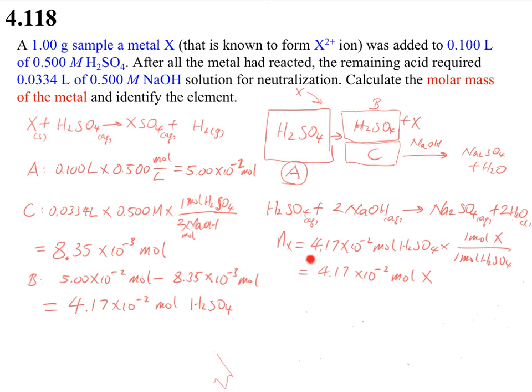With this information, the mole number of X and the initial mass of X, we are ready to calculate the molar mass of X. The molar mass of X is the mass, 1.00 gram, divided by the mole number of X. It gives us 24.0 gram per mole. And with this molar mass, we know metal X is magnesium.